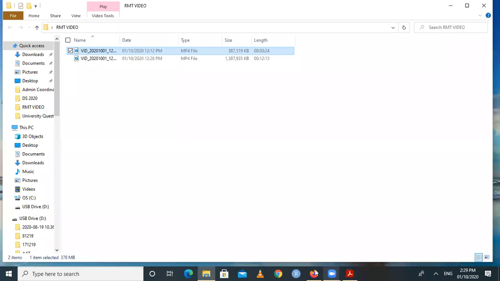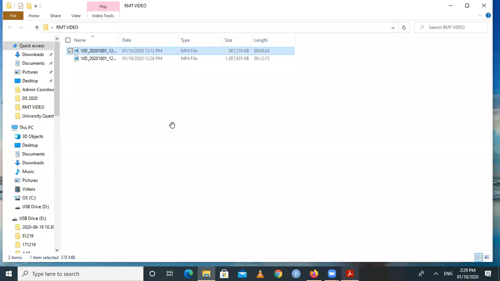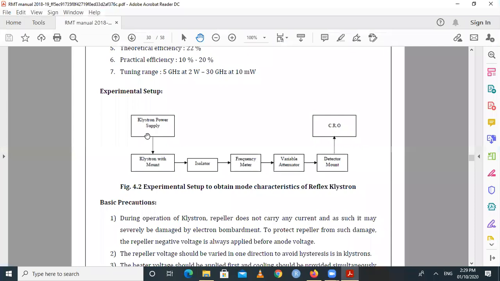So this is a video which indicates a particular microwave test bench. Means all these equipments are shown in that video. So it contains klystron power supply, then klystron mount, isolator, frequency meter, and instead of variable attenuator, a slotted section is present over there. And that is useful for measurement of VSWR. Finally, detector mount is present, and output of detector mount is given to the CRO. So that is about a particular microwave test bench.